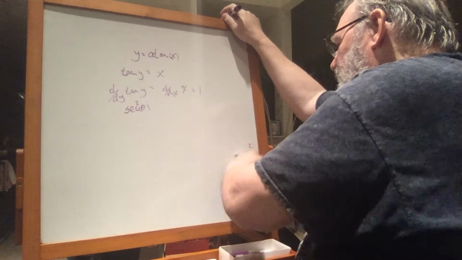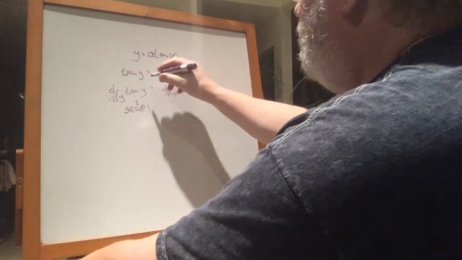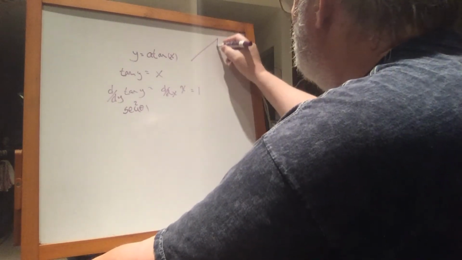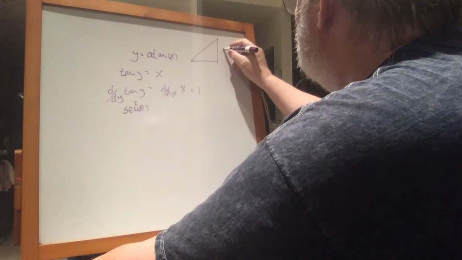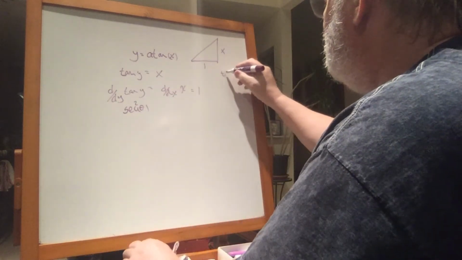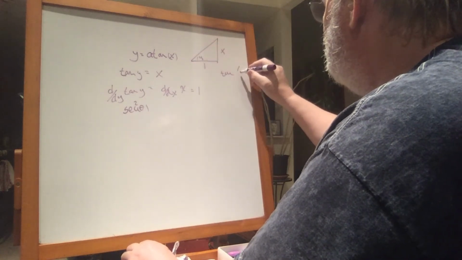All right, so if we have tangent y equals x, we have a right triangle. This has to be x, this has to be 1, because tangent y is x.